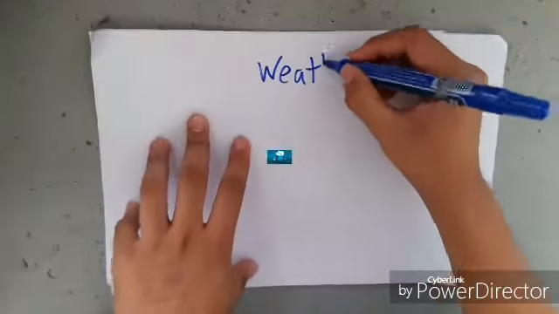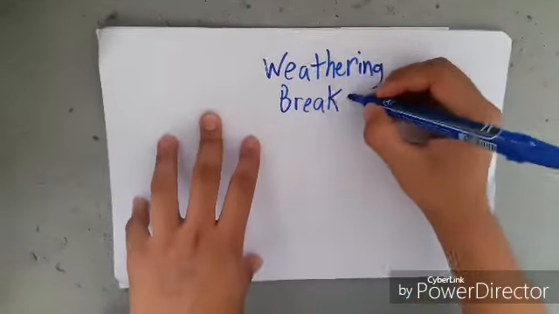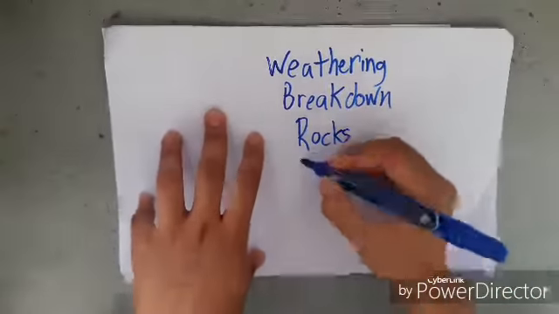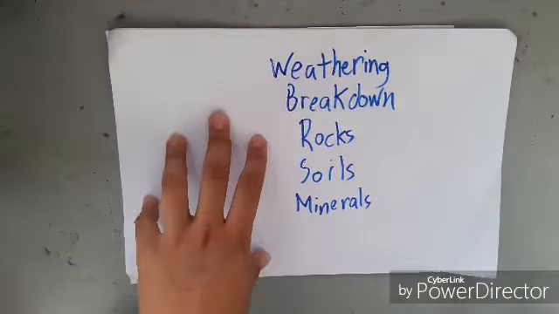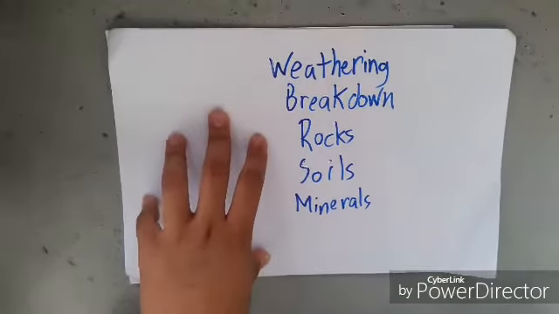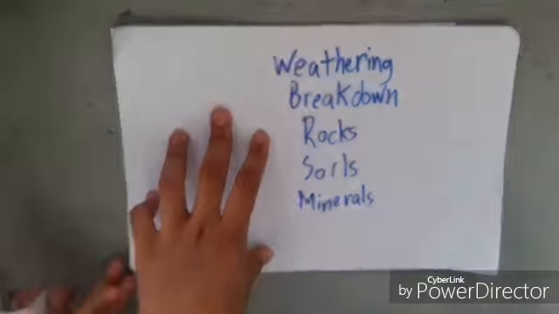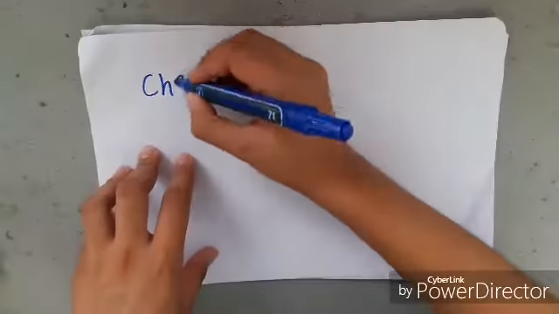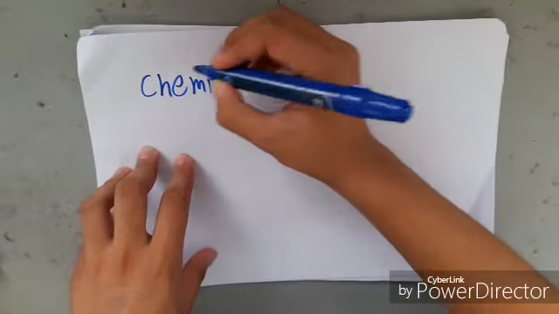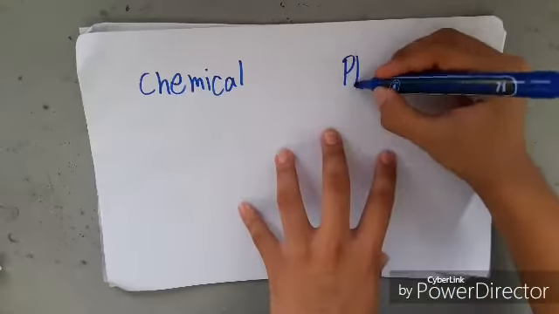As we all know, weathering is the breakdown of rocks, soils, and minerals through contact with Earth's atmosphere, water, and organisms. Climate is one of the factors that can cause weathering in rocks. Climate factors cause two types of weathering: chemical weathering and physical weathering.